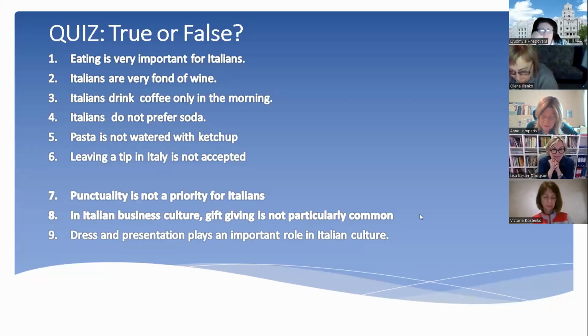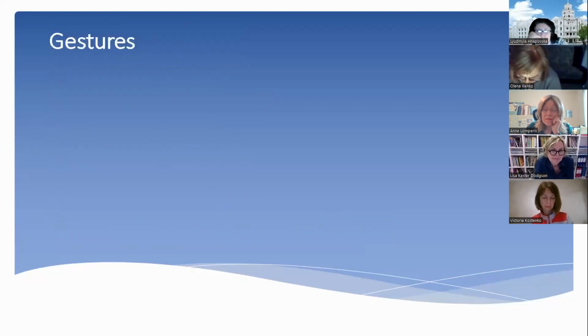And now the most interesting part of my presentation is about gestures. Because when we watch Italian films, we see that Italians have very good body language and gestures. My students have found some gestures that will help Ukrainians understand what Italians want to say. And here is the first one. Maybe someone could unmute your microphone. Whoops, something happened.